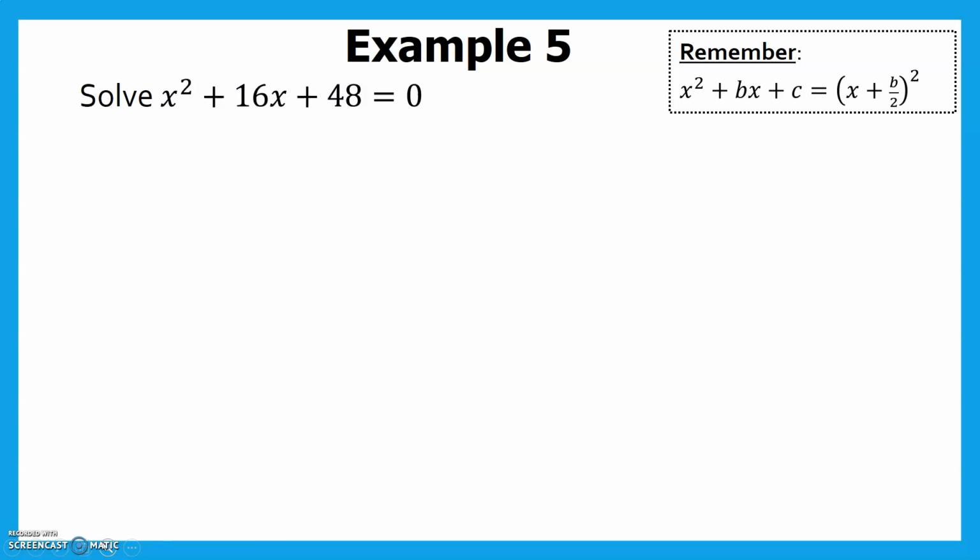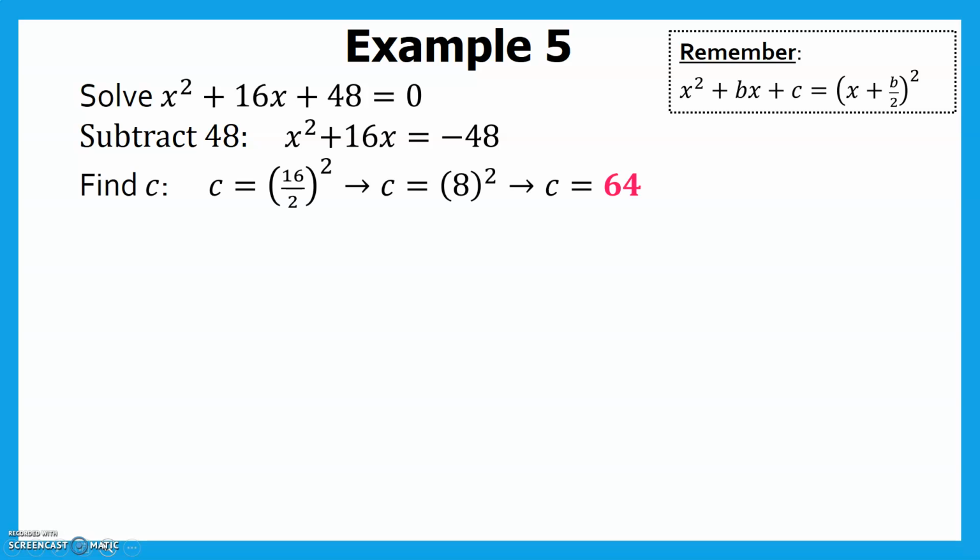All right, example 5. First step, get rid of that 48. So I'm going to subtract 48 to get x squared plus 16x equals negative 48. Now I'm going to add something back that will complete the square. So I find c, which is 16 over 2, because it's b over 2 and b is 16. And it's squared. So 16 over 2 is 8, so I get 8 squared. And when I square 8, I get 64. So 64 is what I'm going to add to both sides. So I get x squared plus 16x plus 64 equals negative 48 plus 64.